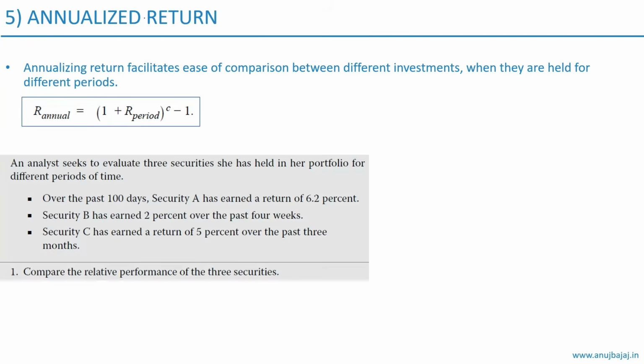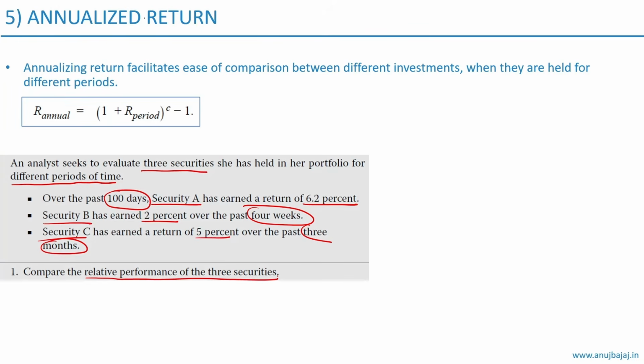Let us look at an example. An analyst seeks to evaluate 3 securities which she has held in her portfolio for different periods of time. So she has 3 securities, security A, B and C. On security A, she earned a return of 6.2% for a 100-day period. On security B, she earned 2% for a 4-week period, and on security C, 5% during the past 3 months. We are required to compare the relative performance of the 3 securities.